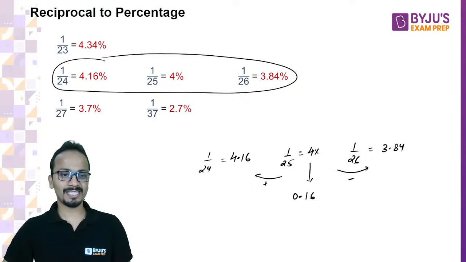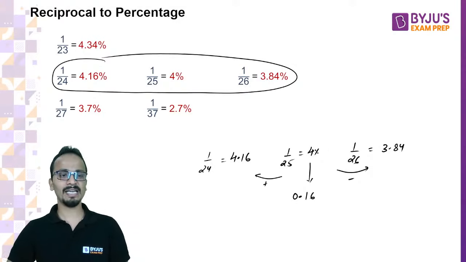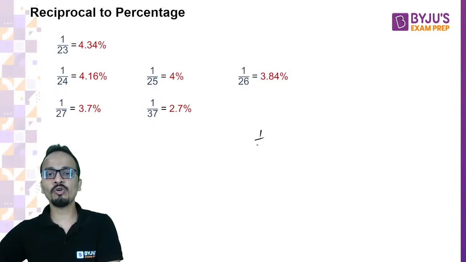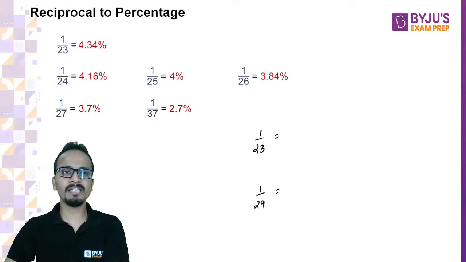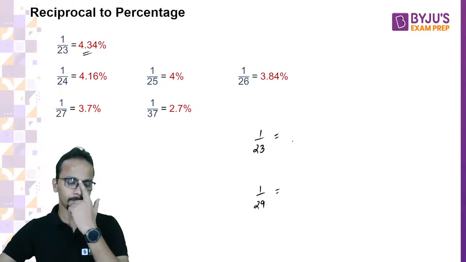Great. Now let's look at the next set of values. Again, a funny way of remembering these two values. I'll talk about 1 by 23 and 1 by 29. We'll be looking at the approximate values. Though the value of 1 by 23 is written here, I don't take this value. I'll tell you 1 by 23 and 1 by 29.